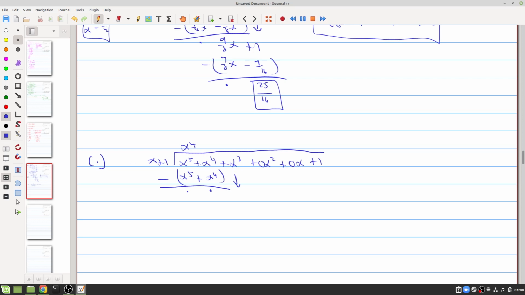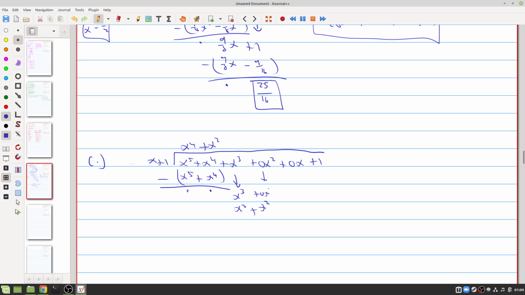So that's going to be, yeah, I suppose we don't have to care about the zeros. We just bring down the next value. So that's going to be x to the power 3. So x to the power 3 divided by x is x squared. And then multiply the x squared in front. We get x to the power 3 plus x squared. Let's bring down that one as well.